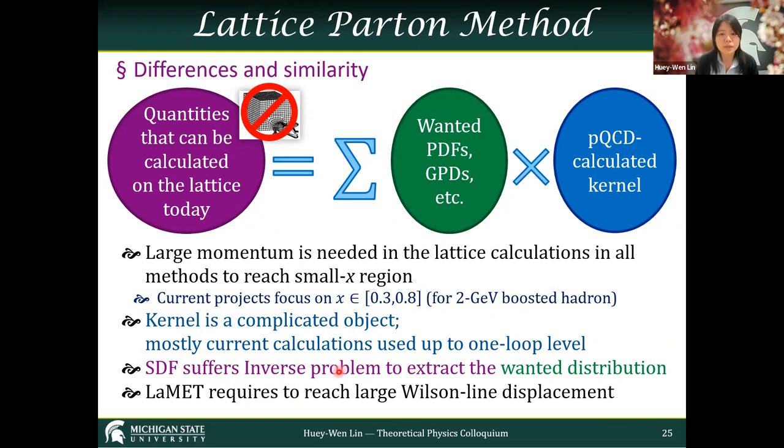And sorry to interrupt you again, there is another question. Go ahead. Hi, the question is also a bit with regard to the previous slide. So how large is large? So how many steps in Z do you have to go to get a good result? In terms of momentum? In terms of Z, you have the Wilson line of Z. Oh, Z steps. Okay.